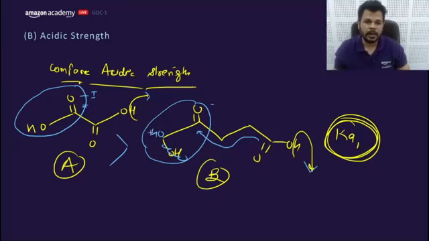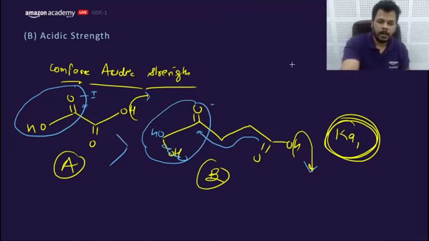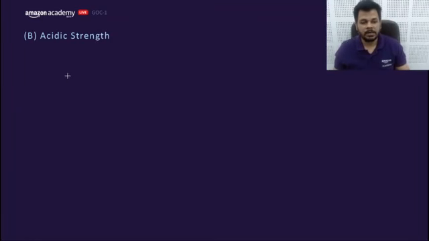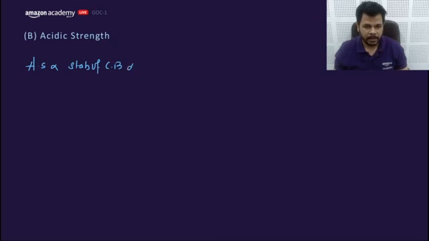Let's move to the next part and let's make a Brahmastra which can solve all the problems now. Depending on the acidic strength, considering inductive effect: acidic strength is directly proportional to what? Stability of conjugate base. Directly proportional to what? Minus I. Inversely proportional to what? Plus I. Or directly proportional to what? Electron withdrawing groups. Inversely proportional to what? Electron donating groups.